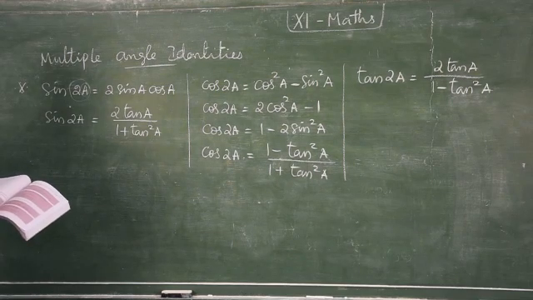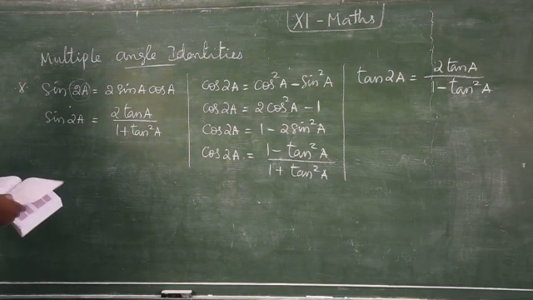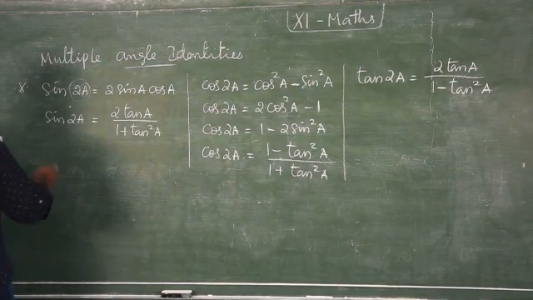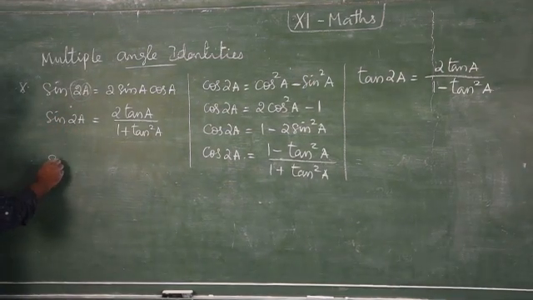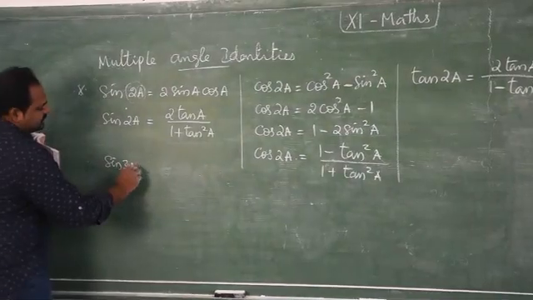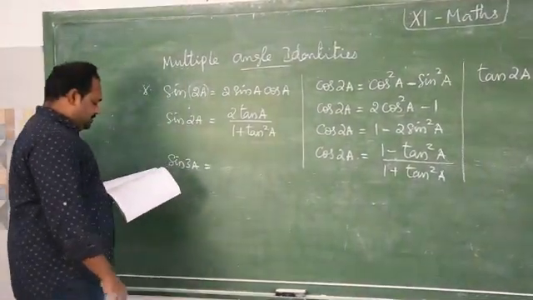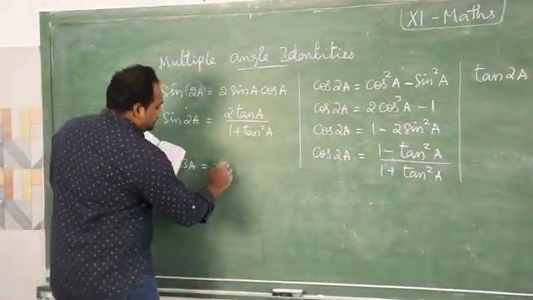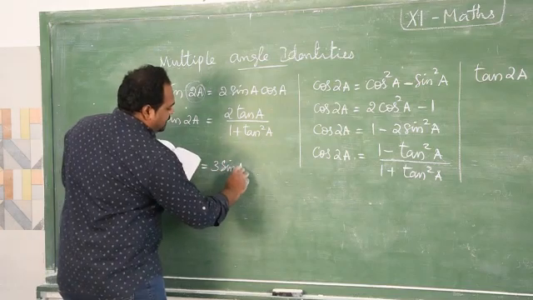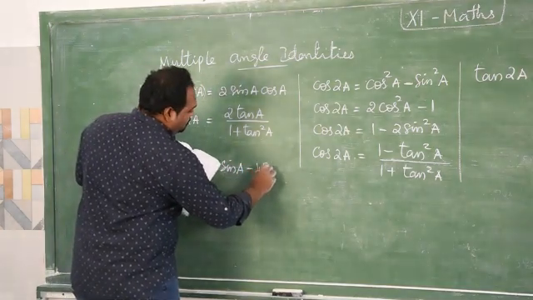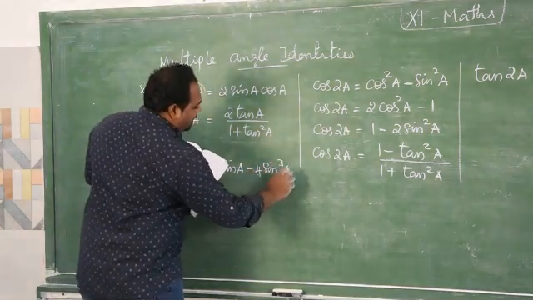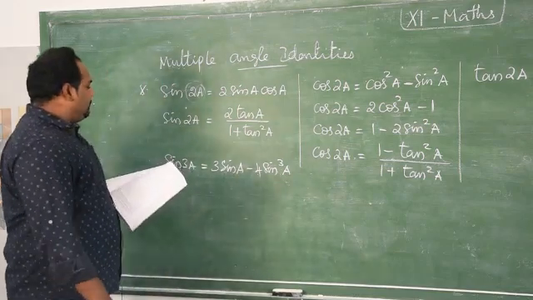Next, some more multiple angles we have. Also we have, this is sin 2A. Next sin 3A. Multiples of 3 can be written as 3 sin A minus 4 sin cube A. This is the identity for sin 3A.